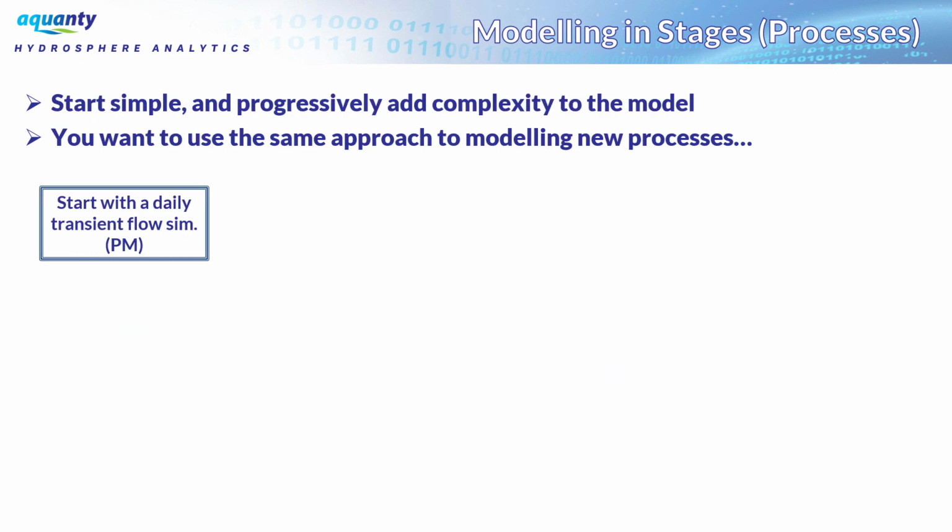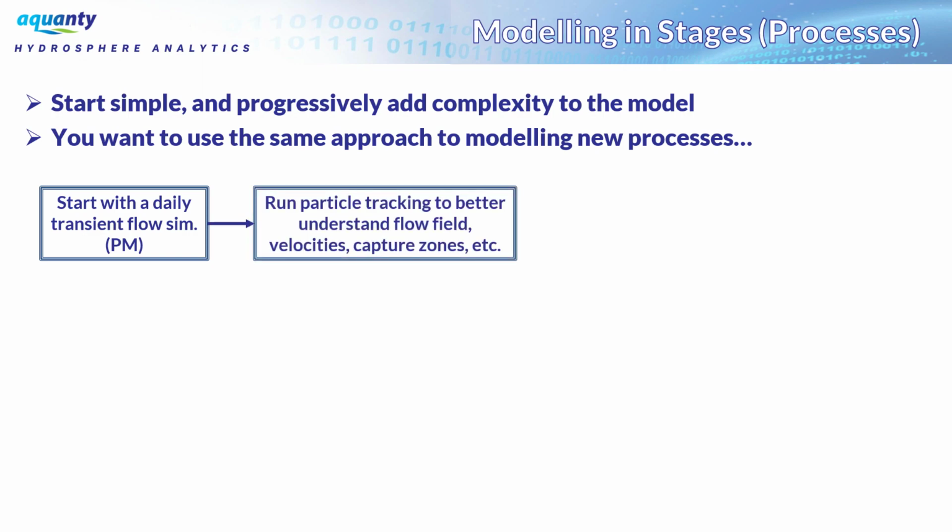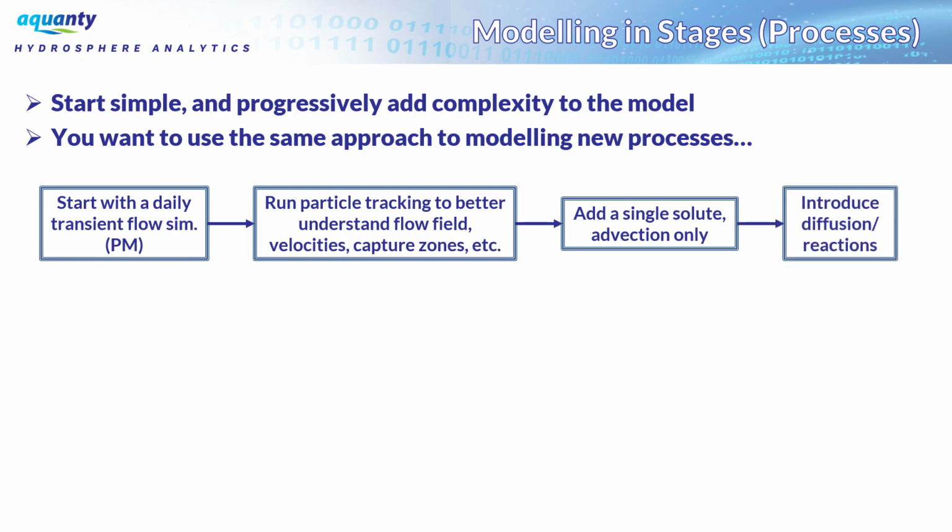And then once we've finished the flow simulation, we take the same approach to running more complex problems, like a solute transport problem. Once we've got a good daily transient flow simulation, we want to move on to solute transport. Maybe we start with particle tracking before we actually run the solute transport model. And then maybe we'll introduce a single solute, but run it only in advection mode. And then once we've got a good solution there, we can run it again using diffusion and reactions or dispersion. And at every stage, we can see how the results change.